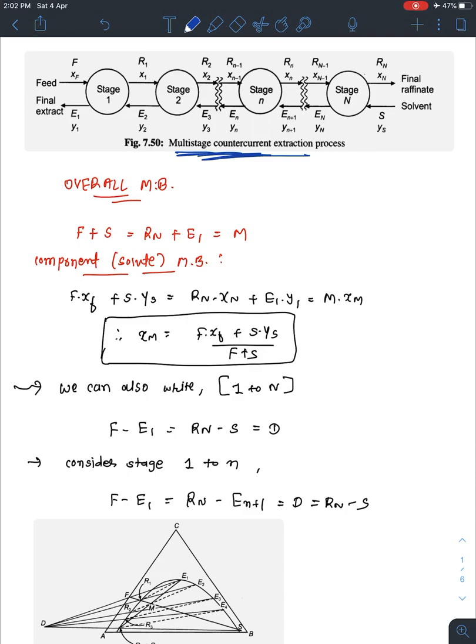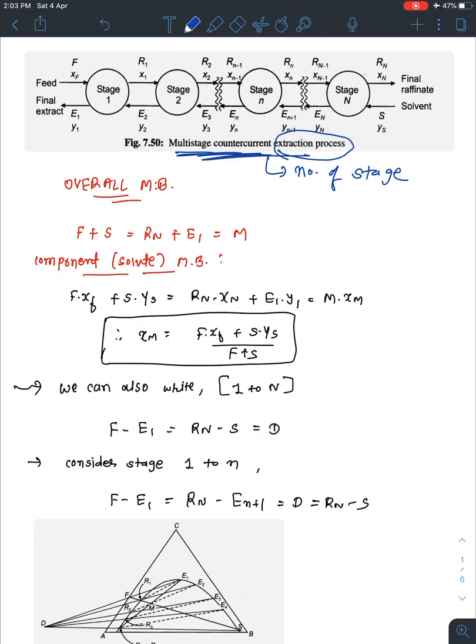Basically, why should we go for multi-stage? When we cannot meet the final requirement of the raffinate or extract phase, that is, if we can't achieve this much purity in one stage, we should go for multi-stage. That is the basic idea. So we can say that this multi-stage process directly requires a number of stages. Okay, now we have decided that we should go for multi-stage, but how many stages would be required for the desired separation? That is the fundamental of this multi-stage counter-current extraction process.